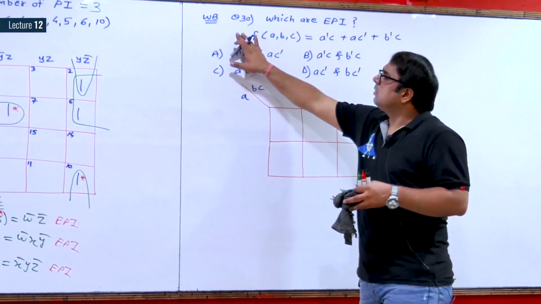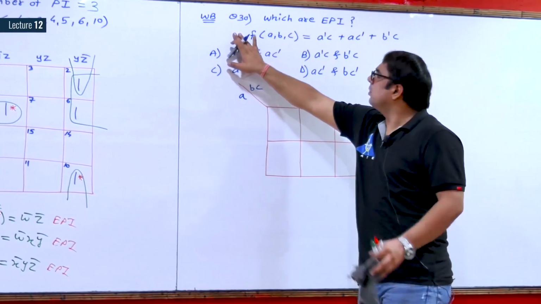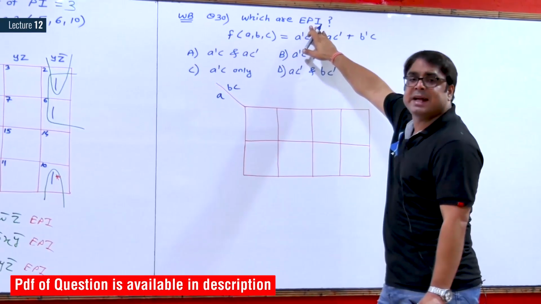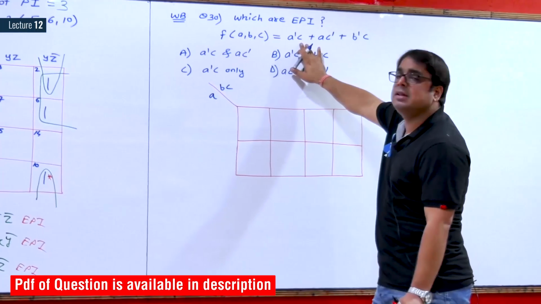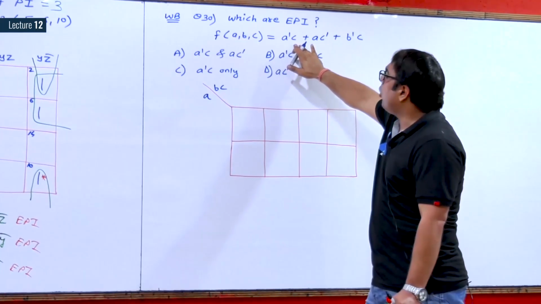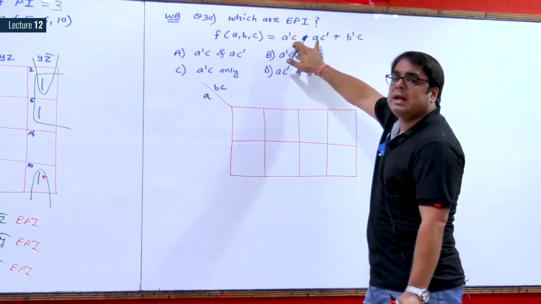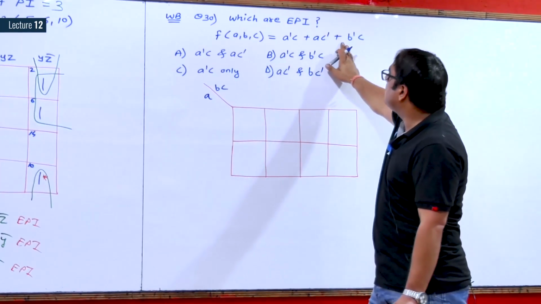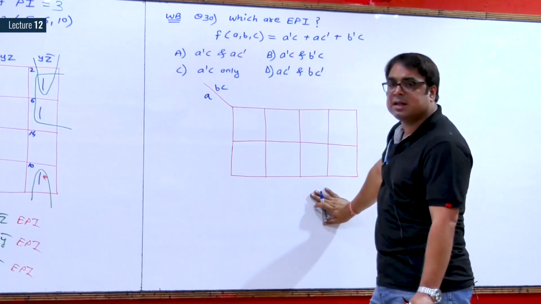Next question, question number 30 from your workbook. You have to find which are the essential prime implicants for this given function. We do all the analysis of PI and EPI from the K-map. So first of all, I will plot the given function f in a K-map.